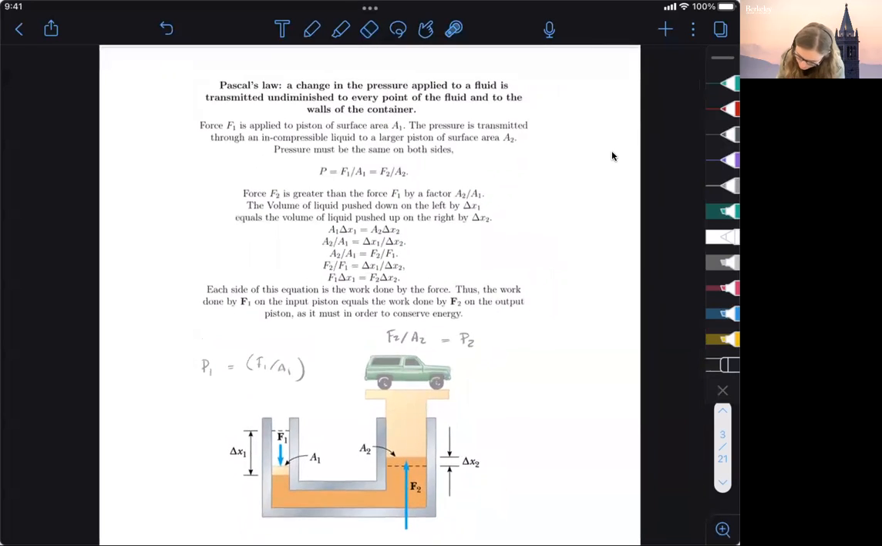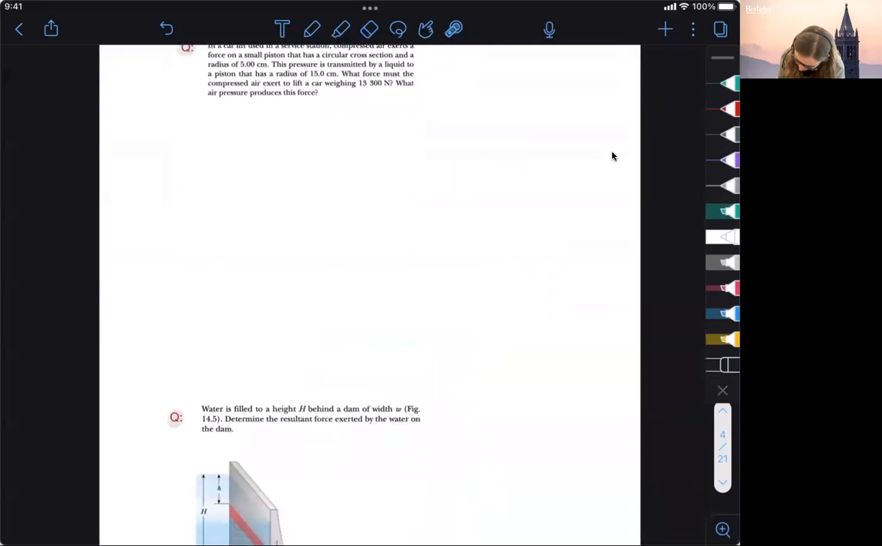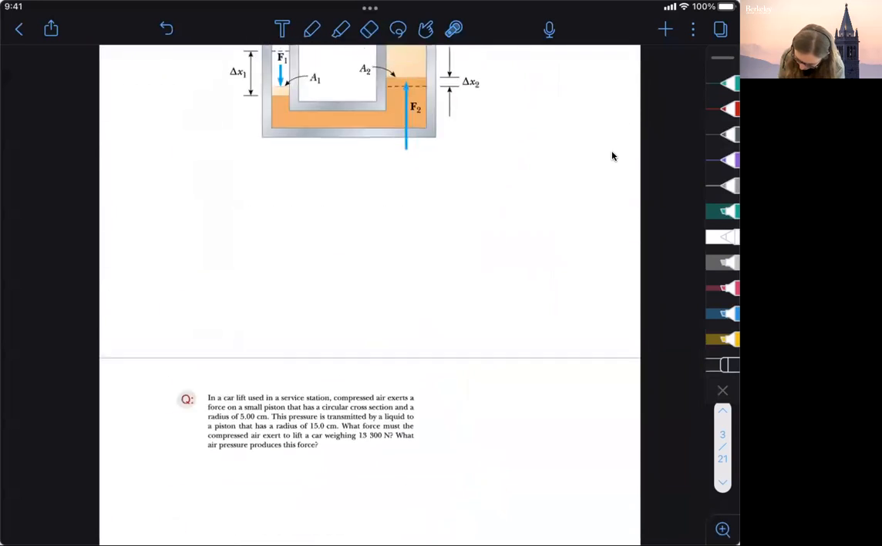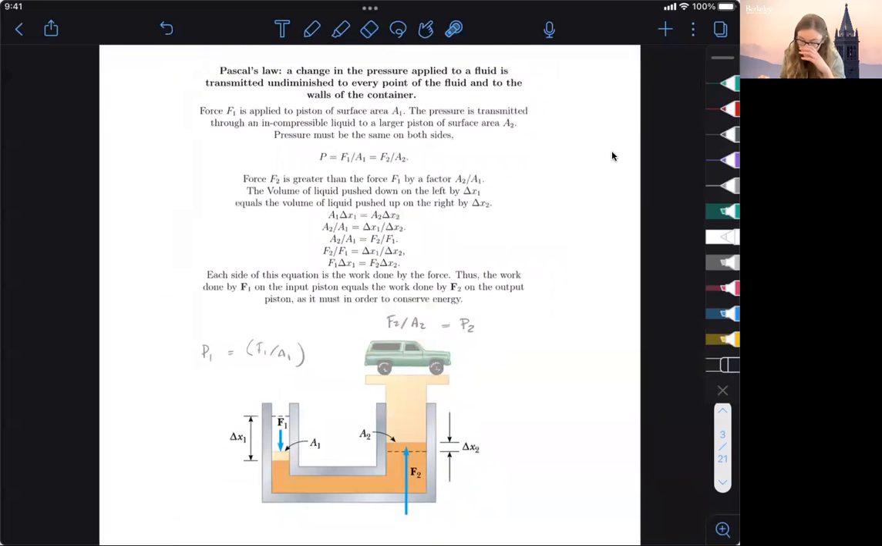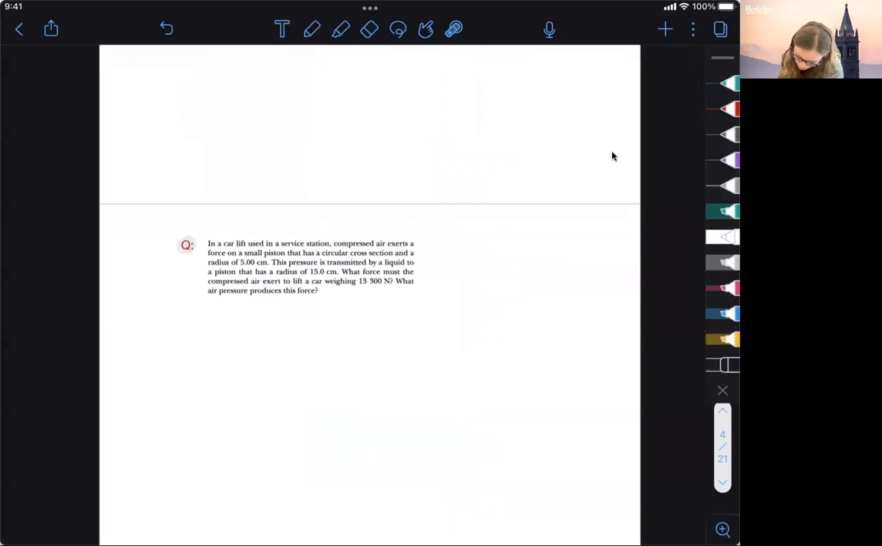Okay, so I have two very short problems over here that will apply these concepts and these equations. I'm going to go ahead and intro one, and then I'll stop the video and give you a chance to try it.